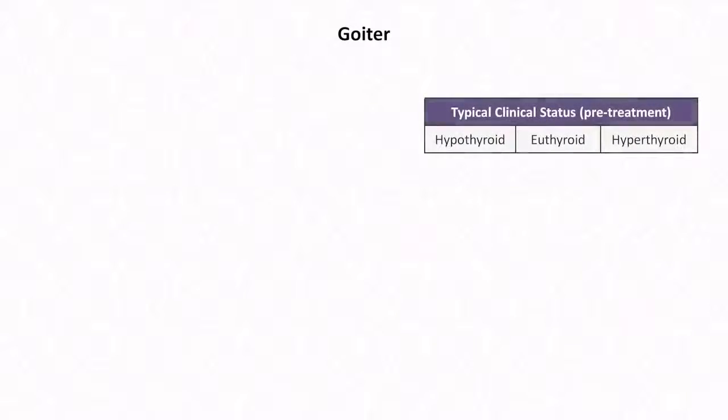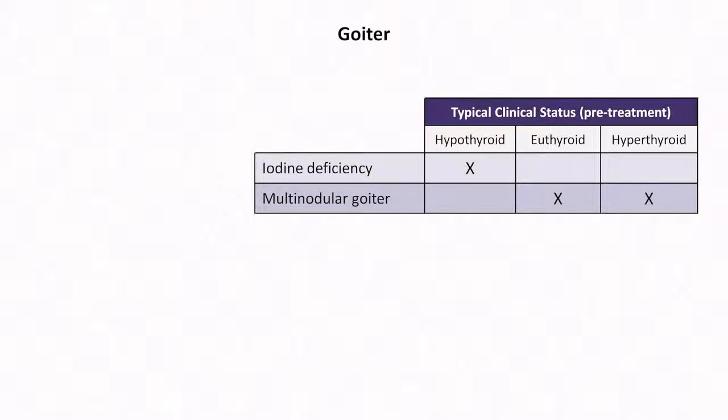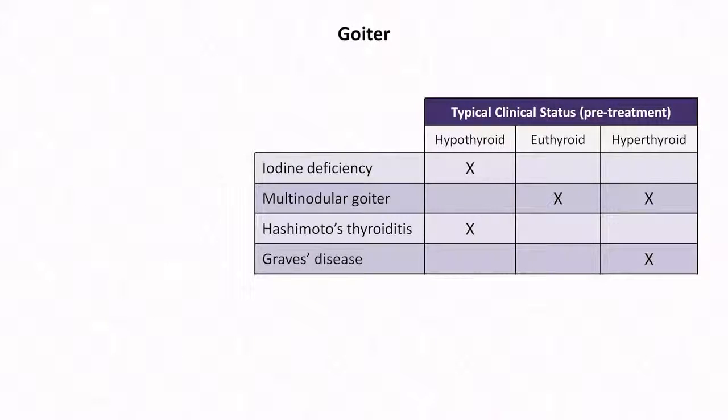Something that is important to realize about identifying a goiter is that its presence tells you very little about actual thyroid function on its own, as goiters may be present in patients who are hypothyroid, hyperthyroid, or even on occasion euthyroid. Consider the following chart of common causes of goiters. Patients with iodine deficiency are typically hypothyroid. Those with multinodular goiter can be either euthyroid or hyperthyroid. Hashimoto's thyroiditis is usually hypothyroid. Graves' disease is hyperthyroid.